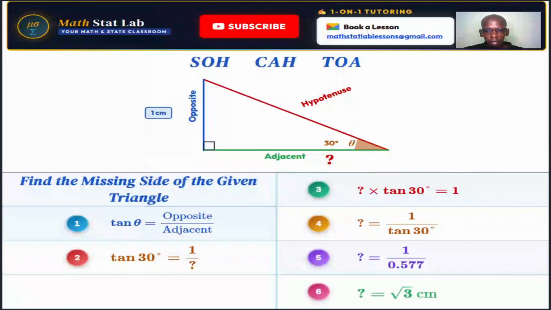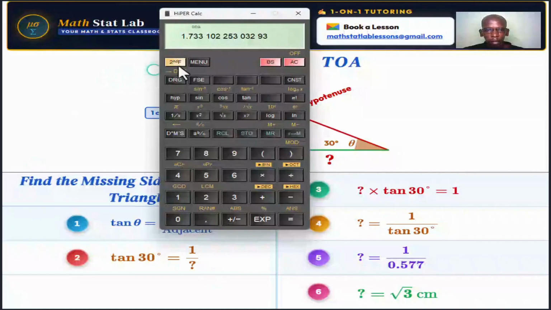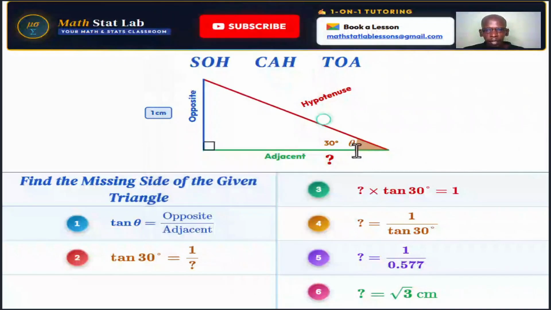But 1.733 is just the same as the square root of 3. Let's confirm that. If I take the square root of 3 from the calculator, let me see. I have 3, then the square root, it becomes 1.732, which is almost equivalent to 1 divided by 0.577, which was, of course, our previous answer. So it means then, this adjacent here becomes root 3.